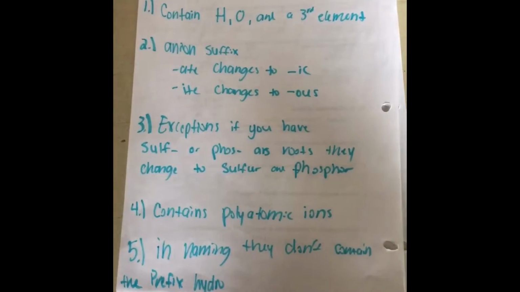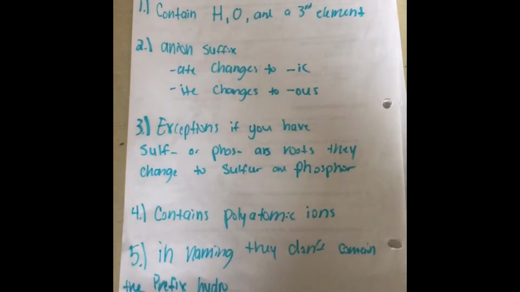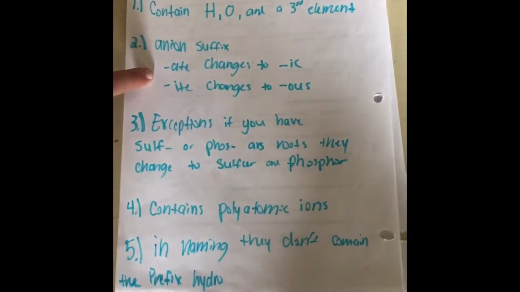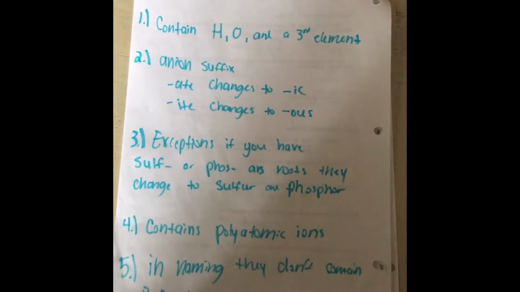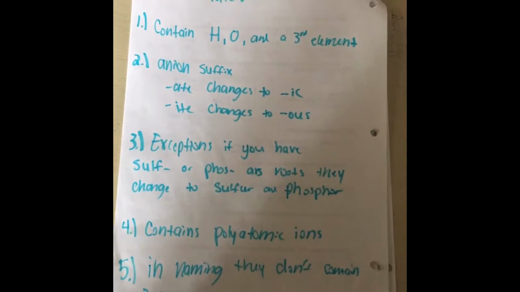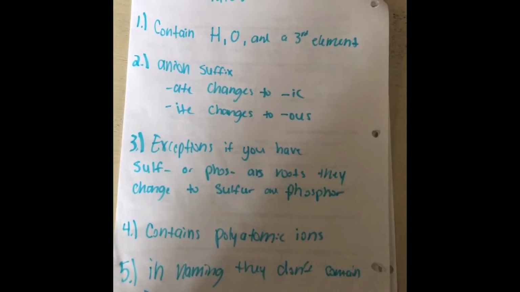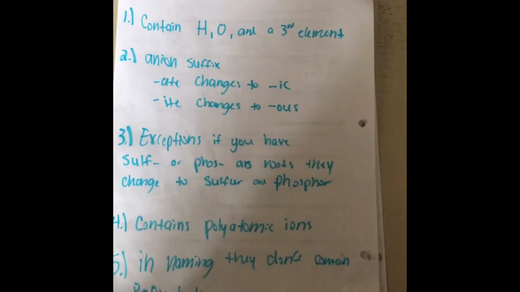The first rule is that it contains hydrogen, oxygen, and a third element. The second rule is the anion suffix. If the suffix is ate, you change it to ic, and if it's ite, you change it to ous. The third rule's exceptions are if you have the suffix sulf or phos, the roots are going to change to sulfur and phosphor. The fourth rule is that it always contains a polyatomic ion, which can be found on your polyatomic ion sheet.